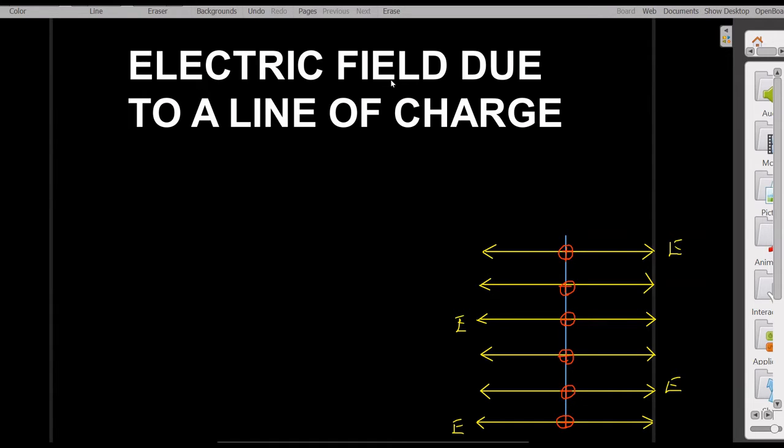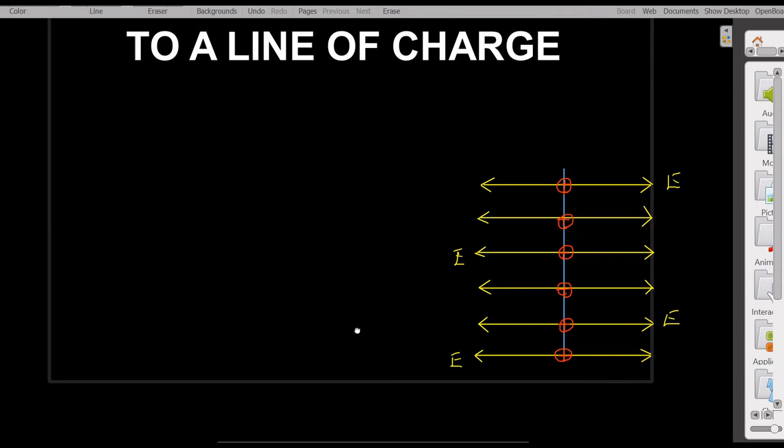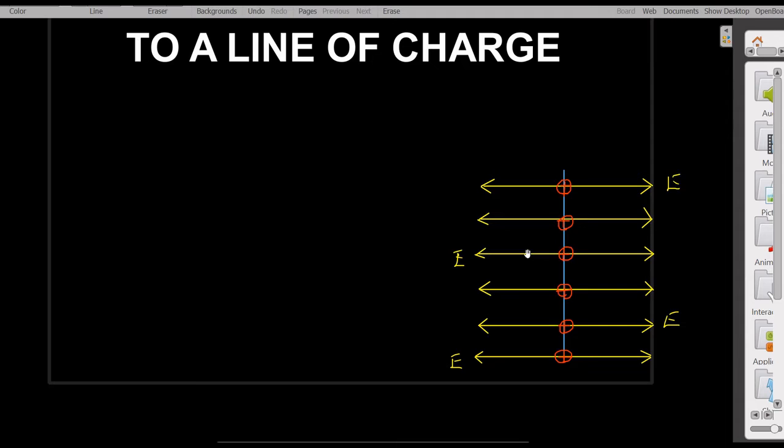Electric field due to a line of charge. Look at this diagram. This is a line of charge of uniform charge density. Let lambda be the charge density and total charge is Q.